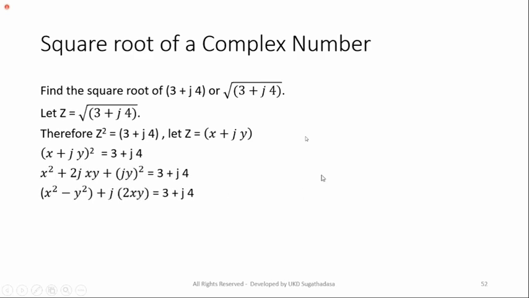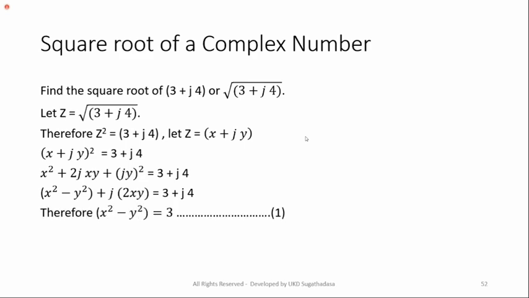Further, separate the real parts. Here you see i squared minus 1, right? Since i squared is minus 1, we get x squared minus y squared, and separately j 2xy, equal to 3 plus j4. Now you see the left hand side is a complex number, a plus jb, equal to another complex number. If two complex numbers are equal, the real parts should be separately equal, and the imaginary parts should be separately equal.